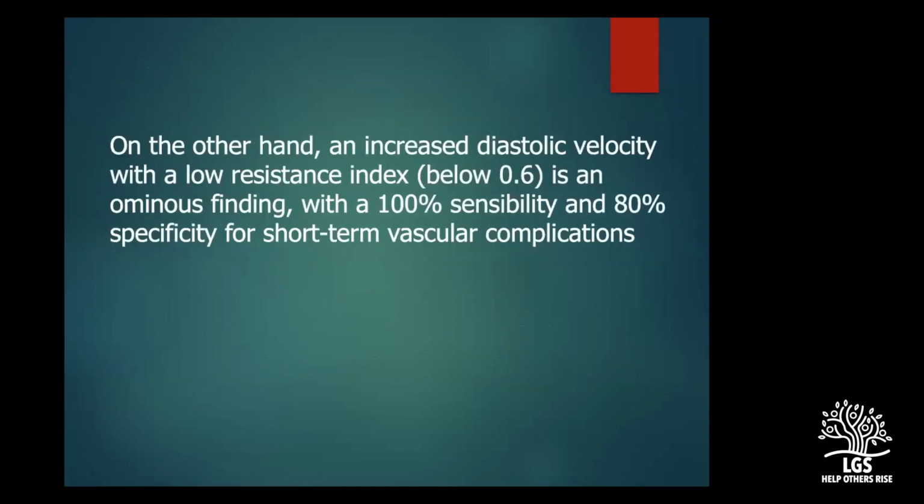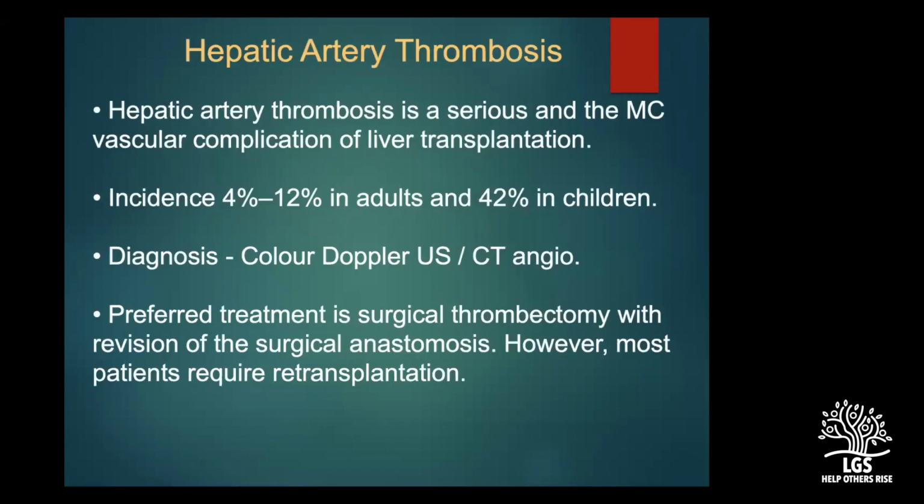But if the RI is less than 0.5, that's not good because the sensitivity and specificity is fairly high for short-term vascular complications. So we need to be really vigilant about low RI, especially less than 0.5. Now, hepatic artery thrombosis, as we all know, the preferred treatment is surgical thrombectomy with revision of the surgical anastomosis. Most patients might end up requiring retransplantation. But again, early detection is the key.